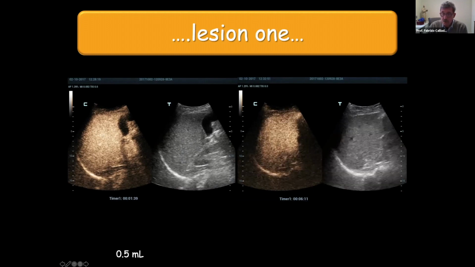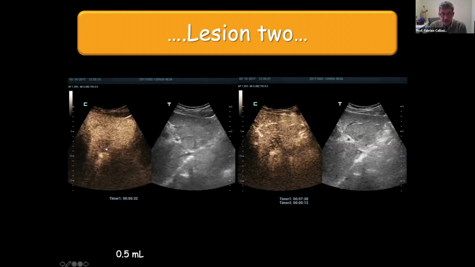This with 0.5 milliliter, because it is a hepatopathic patient, we use a little bit more contrast than before, of course, but I think with 0.5, look here, 1 minute 24, and look here, 6 minutes, you still have full contrast inside the liver of this patient.